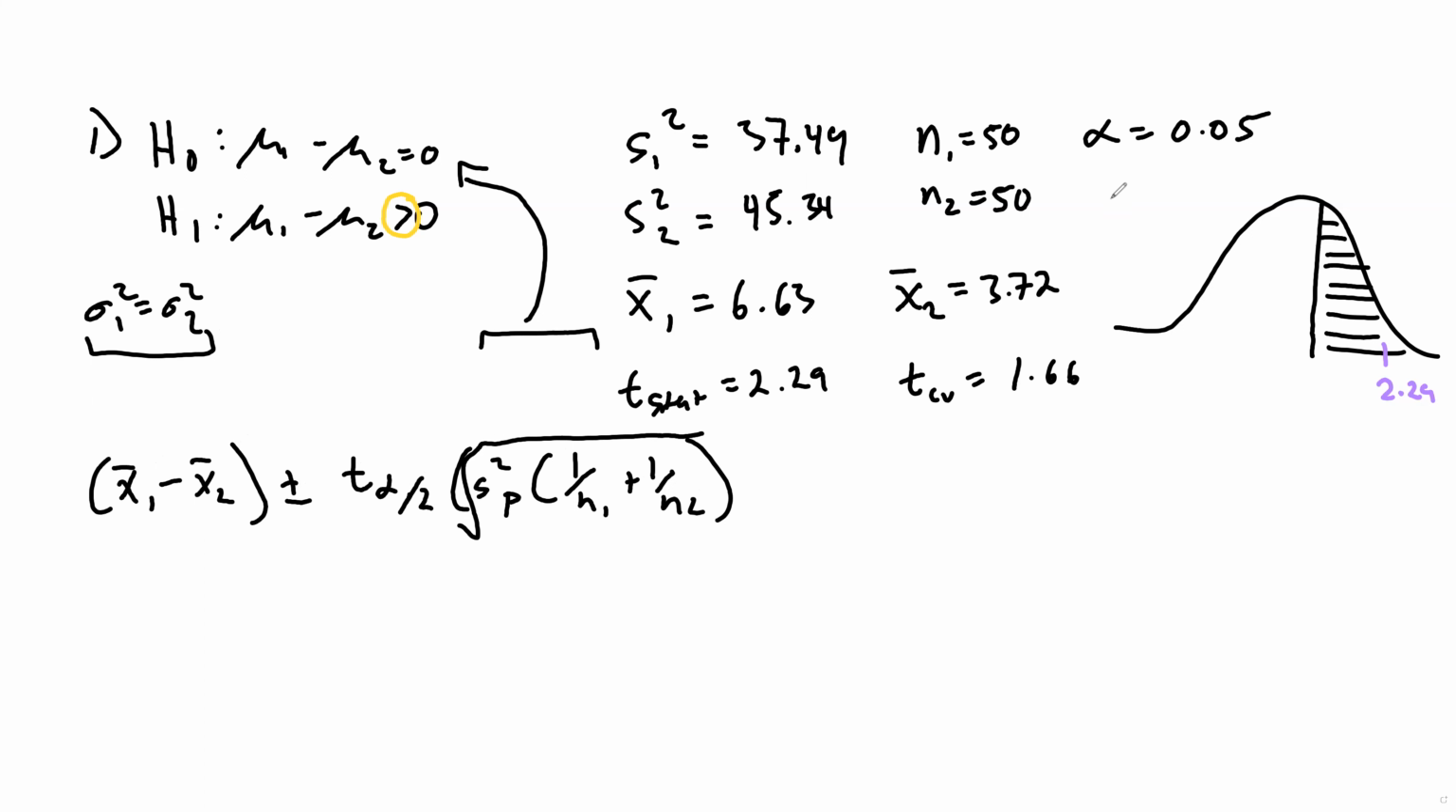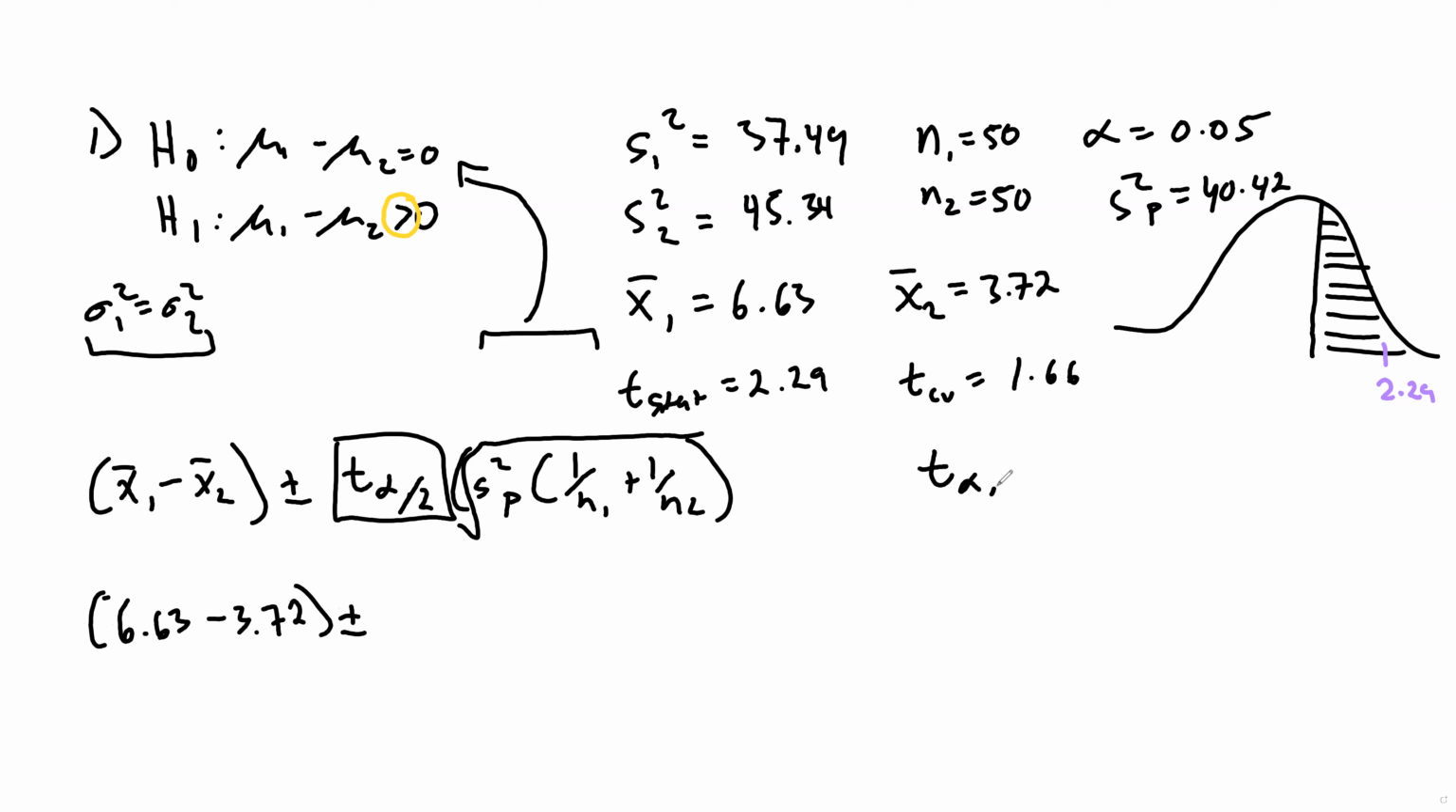All right, so our pooled variance again was given to us, 40.42. Now I'm just plugging in values. So 6.63 subtracted by 3.72 plus or minus. Now our t critical value has changed. So it's t of alpha divided by 2, comma, our degrees of freedom.